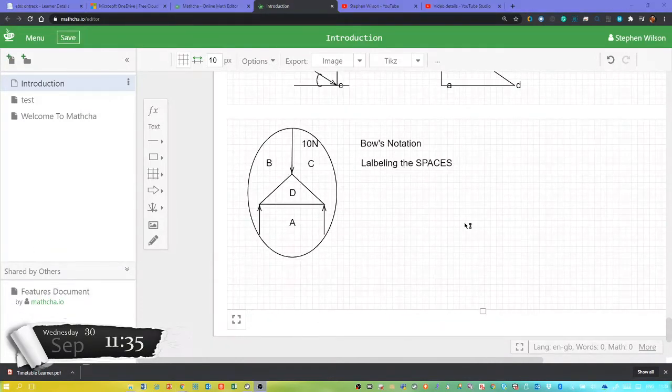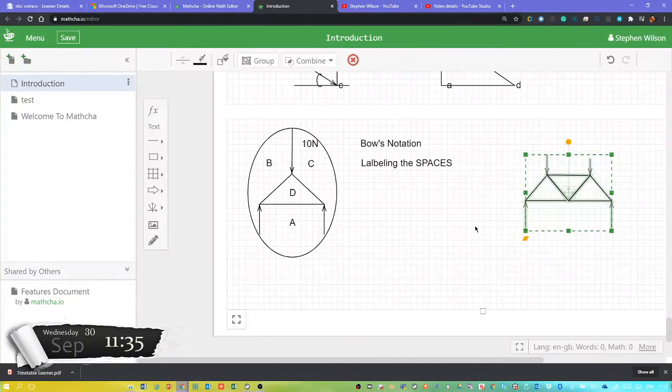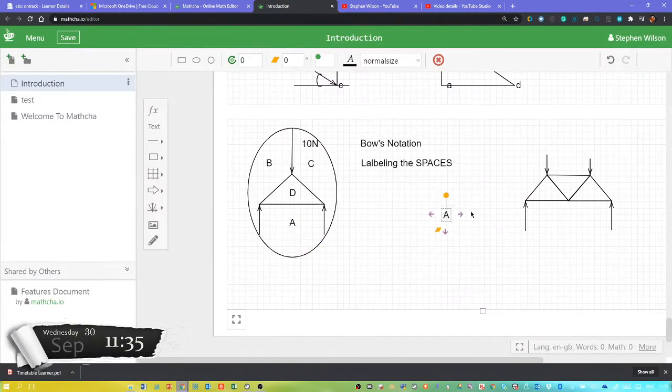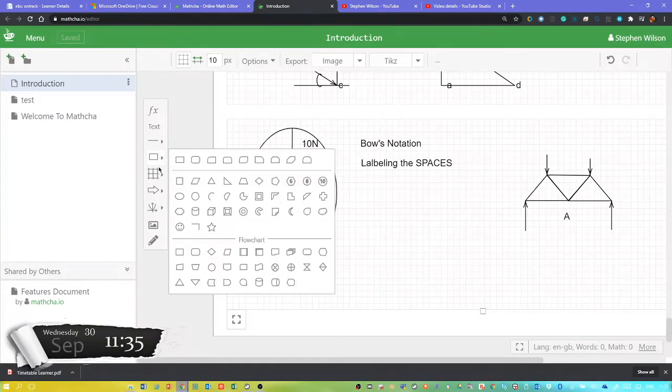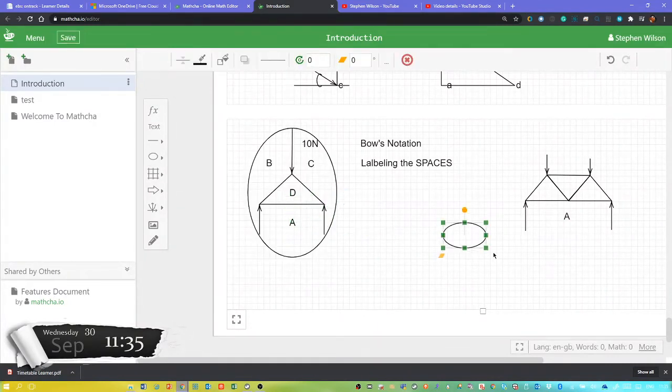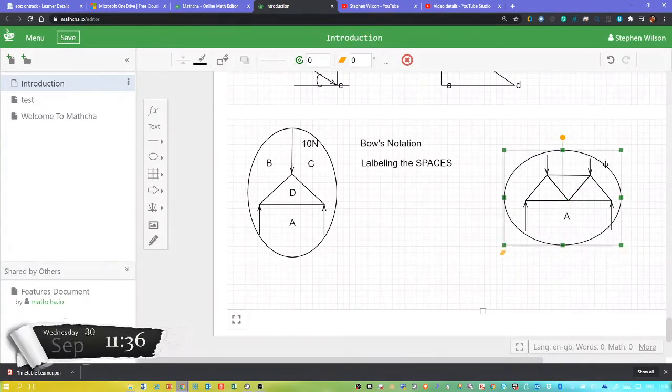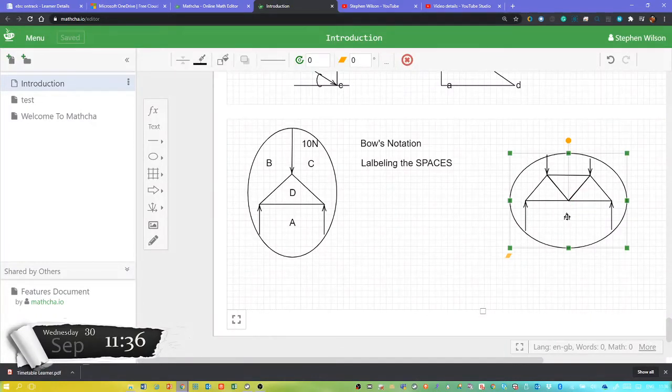Let's have a look at how that might work for a slightly more complicated example. So just paste that in there. Again, I'm going to start by labelling the space there. Let's draw a circle around it just to help. Obviously, once you've got used to Bow's notation and how it works, you don't have to draw a circle around at all. It just helps you visualize perhaps what's going on a little bit more. So there's our first space, space A.